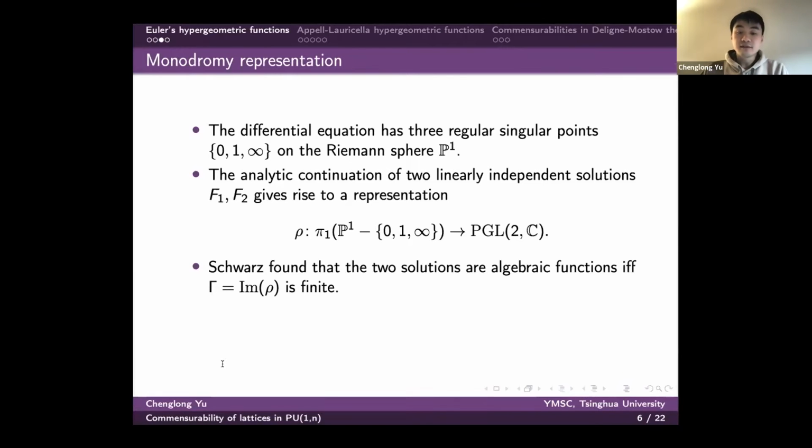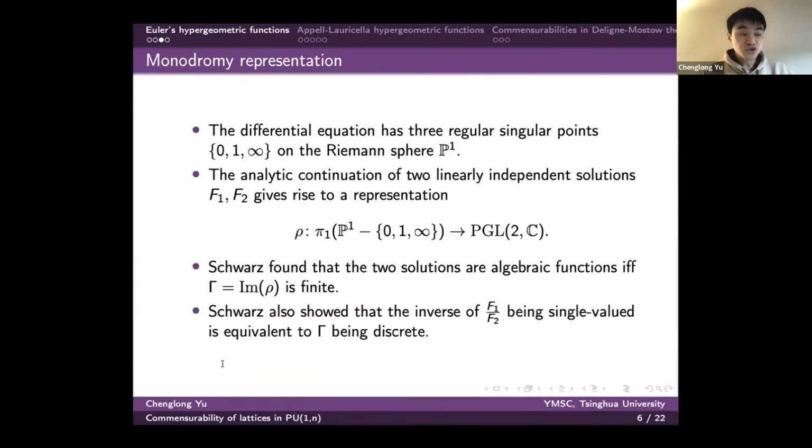Schwarz found that the monodromy is related to properties of the solutions, or properties of hypergeometric functions. The first motivation is to study when these functions are algebraic functions. He found that this is true if and only if the monodromy is finite. He also showed that the inverse of the ratio of these 2 solutions being single valued is equivalent to gamma being discrete. So the monodromy being finite or discrete is quite important and related to the properties of the solutions.